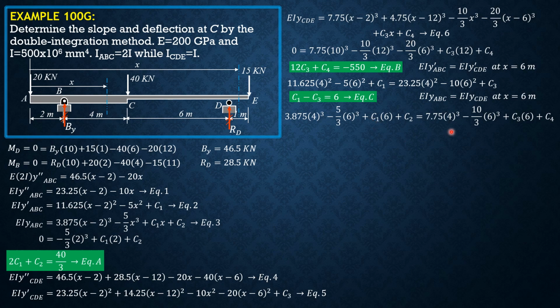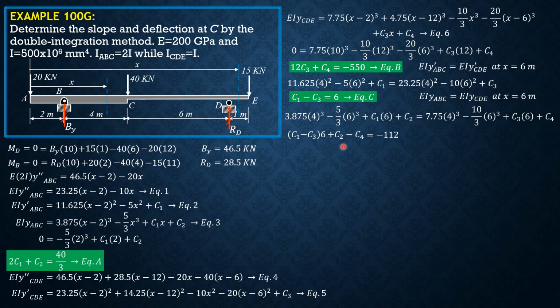So c sub 1 minus c sub 3 times 6, then plus c sub 2 minus c sub 4, then manipulating this constant: 7.75 times 4 cubed minus 10/3 times 6 cubed plus 5/6 times 6 cubed minus 3.875 times 4 cubed, that value is negative 112. Because c sub 1 minus c sub 3 is 6 from equation C, 6 times 6 is 36. So c sub 2 minus c sub 4 equals negative 112 minus 36.